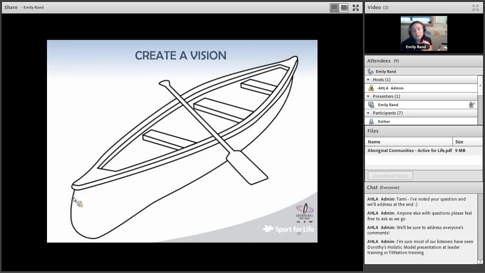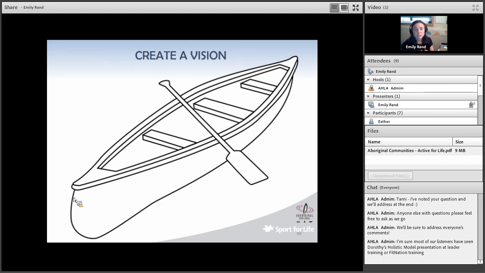The last part of the workshop is creating a vision for your program. Maybe you can take some time to reflect on it now. This activity that we do within the workshop is about thinking, okay, what is my vision for my program? Who is involved in the program? Who's going to help me get to where I want with my program?